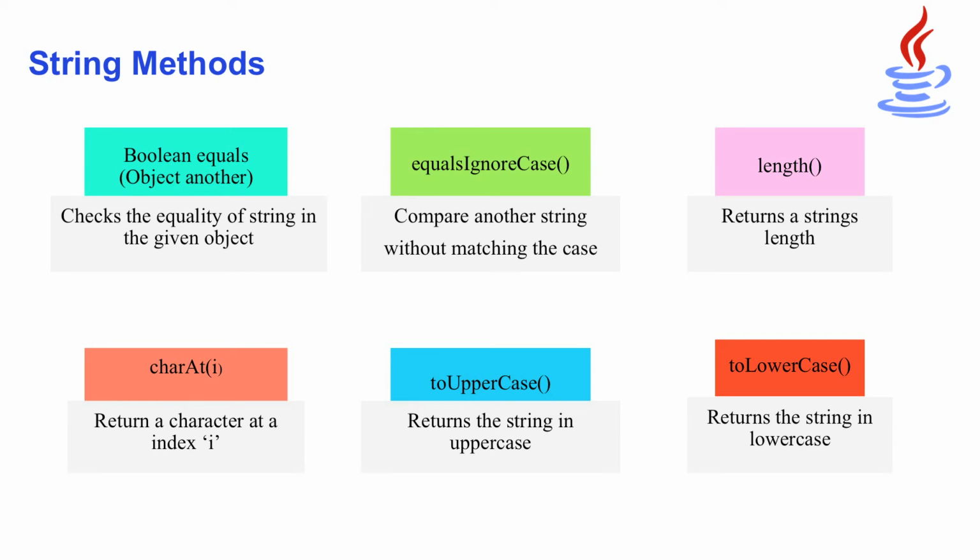And the next method is the length method, which returns the string length. Now the next method is charAt(index), which will return the character at index i, which is 0 to n minus 1. The next method is the toUpperCase method, which returns the string in uppercase. And the next is the toLowerCase method, which returns the string in lowercase.